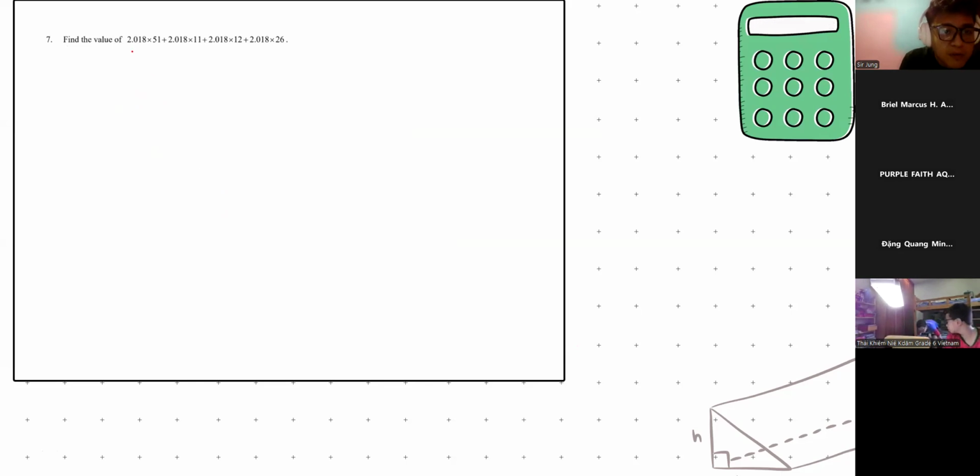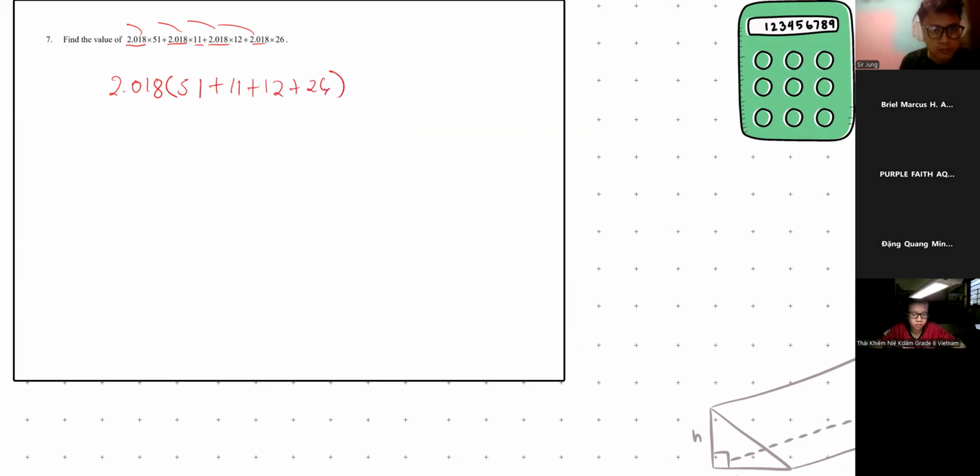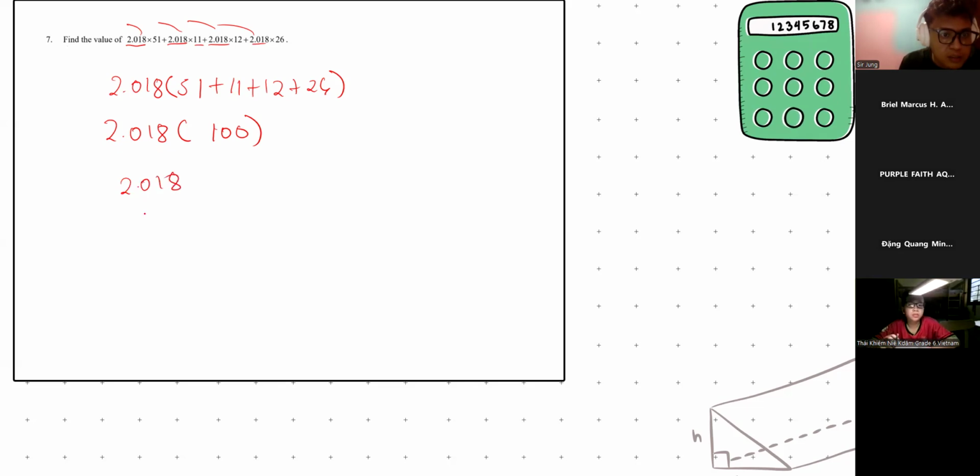So they have a common factor of 2.018, right? So we can factor this out. 2.018 times 51 plus, that's 11 plus 12 plus 26. So 2.018 times 100. So how do we multiply a decimal and a whole number? So multiplying decimal and whole number goes like this. 2.018.